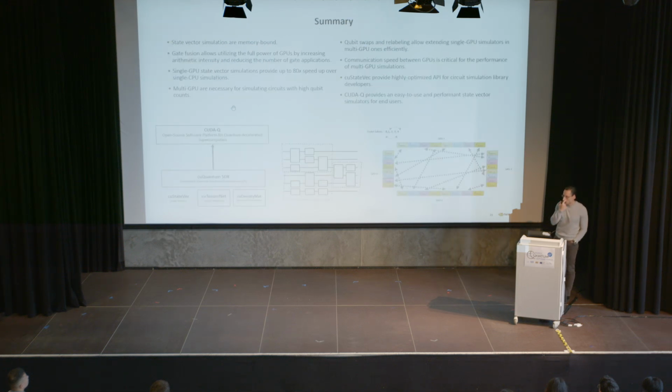With this, I come to the end of my talk. To summarize, we looked into the basics of how state vector simulations work on GPUs. We saw that these simulations are basically memory bound, but we can circumvent this issue with gate fusion. We looked into how to extend a single GPU simulation into a multi-GPU one via the idea of qubit labeling and swaps. And we saw that these swaps require exchanging a large amount of data, so using a high bandwidth interconnect becomes important. Along the way, I highlighted some parts of the NVIDIA platform that are relevant both to simulation library developers and to end users.